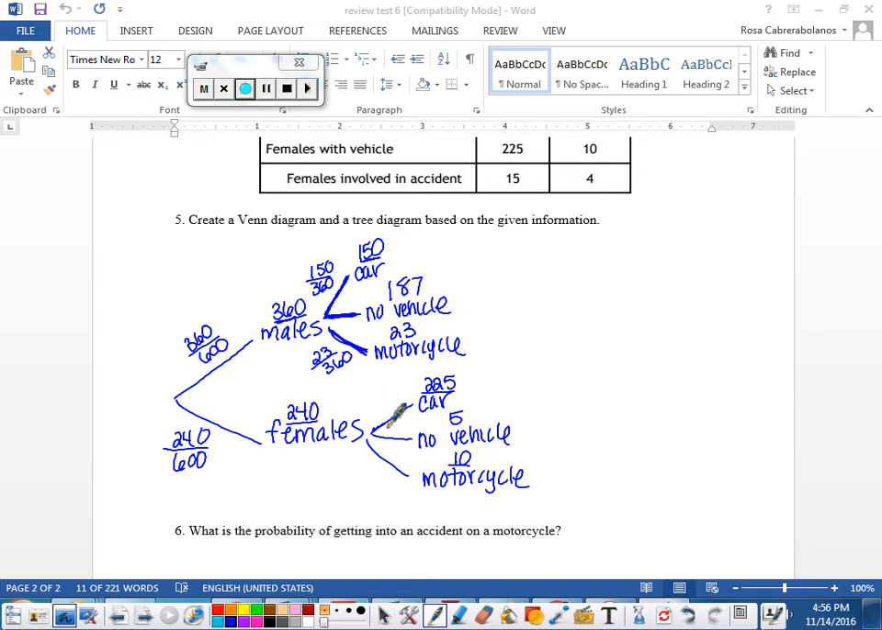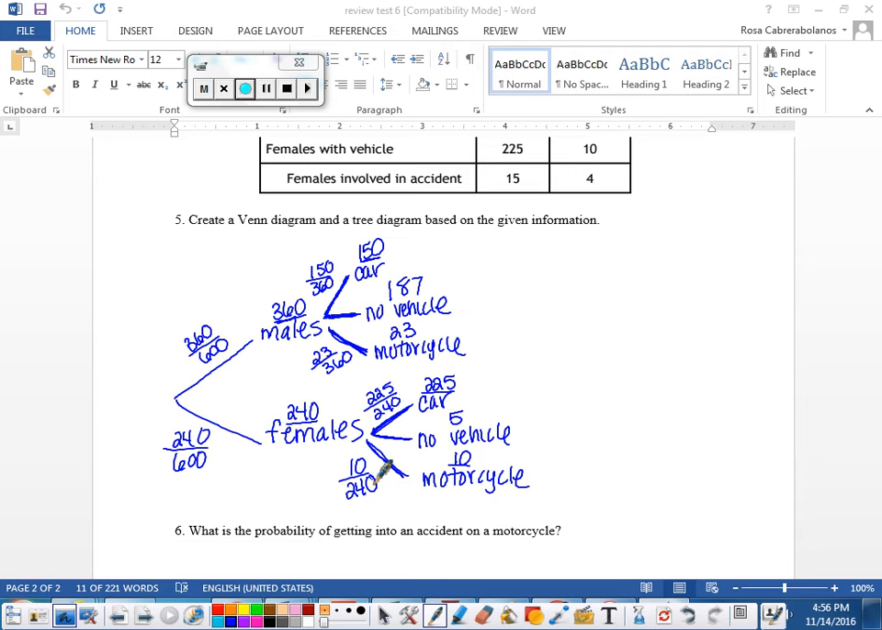In order for me to get this branch right here, I'm going to do 225 divided by 240. Whatever I get as a decimal, I put it on this branch. This one right here is going to be 5 divided by 240, and this one right here is going to be 10 divided by 240. Again, you divide them out and write them there so we don't waste time on this video.